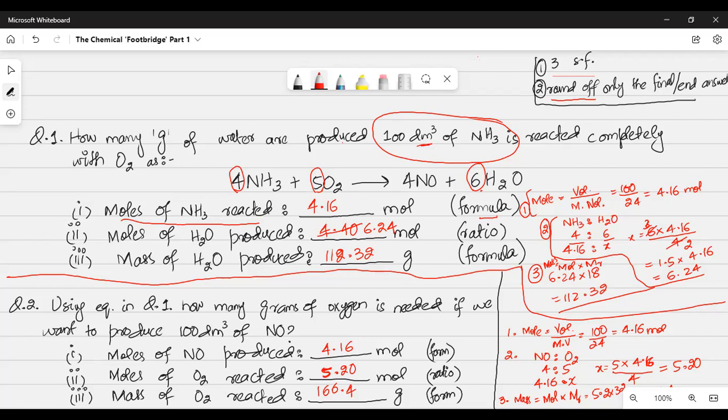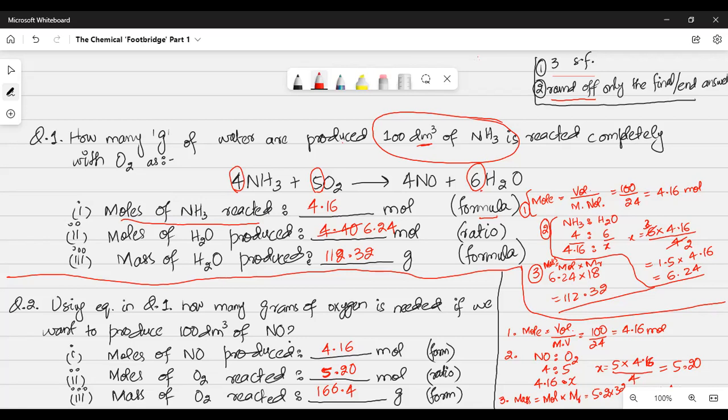2 of hydrogen, that's 2. 1 of oxygen, that's 16. 2 plus 16 is equal to 18. So 6.24 moles of water multiplied by its molar mass, or Mr, molecular mass, that's 18. The answer is 112.32 grams. So actually, with 100 decimeter cubes of ammonia, we produce 112.32 grams of water.